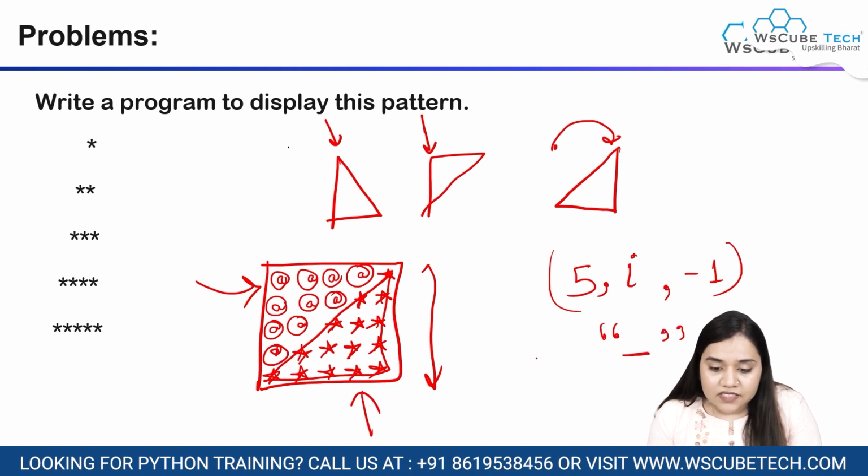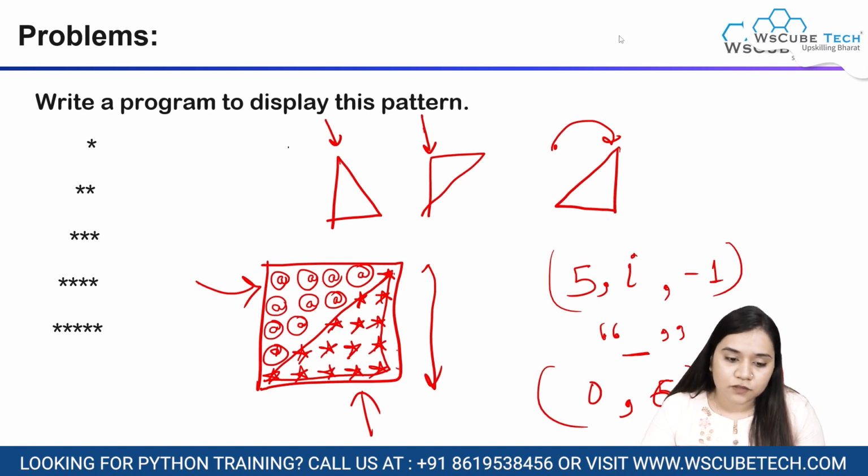Okay, and the second case would be about our stars. So what would the starting value be? It will be starting from the i only, that means our rows, how many rows there are. So if I say 0 to 6, it will do the same thing, or instead of this I can put i over here. So let's work on this pattern.